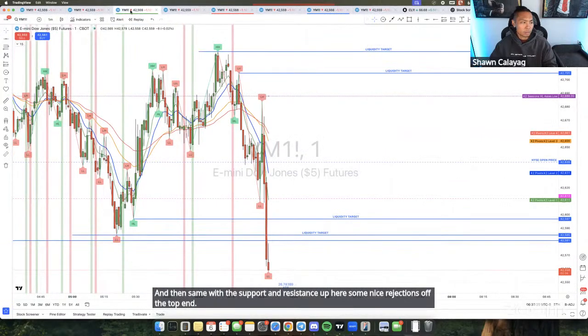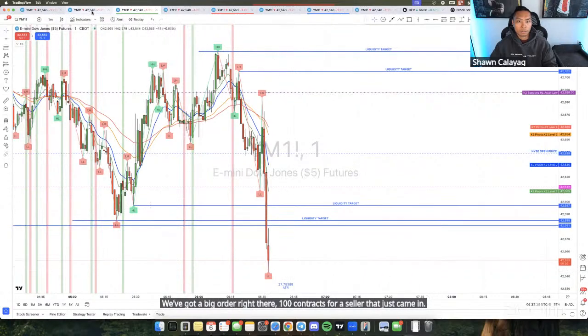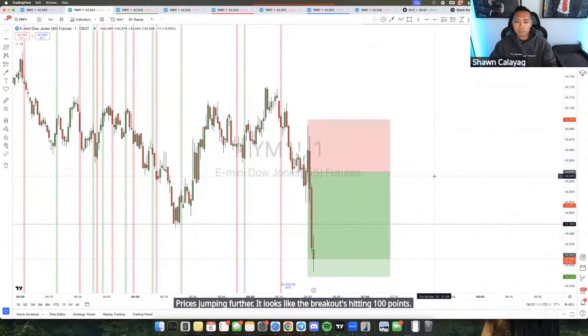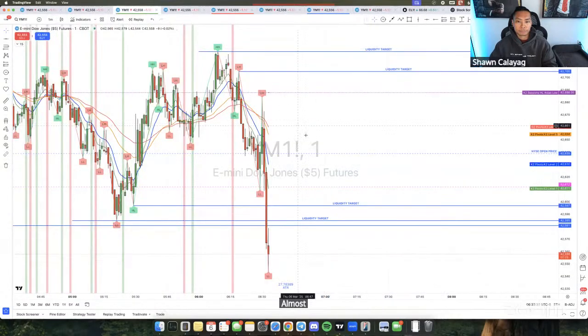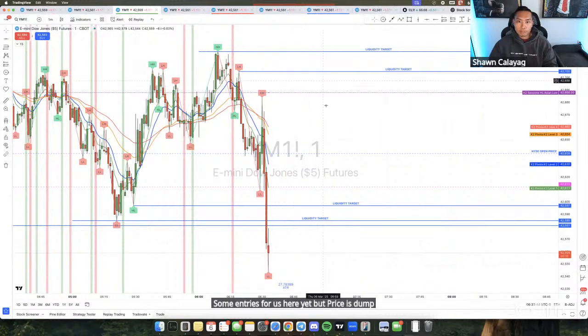We got a big order right there, 100 contracts for a sell that just came in. Price is jumping further. It looks like the breakout's hitting the 100 points. Almost there. There's no entries for us here yet, but price is dumping just like we anticipated from market open.